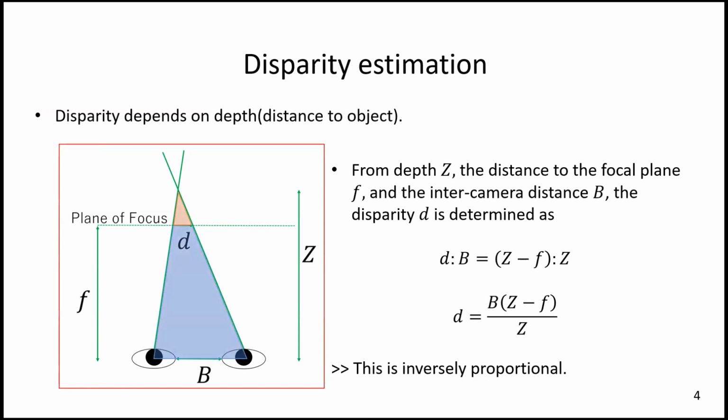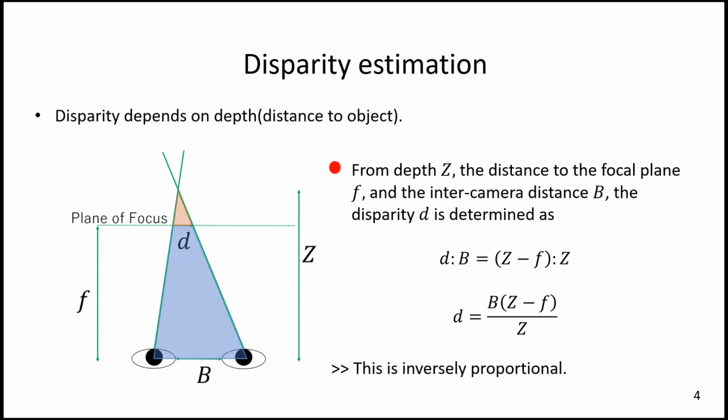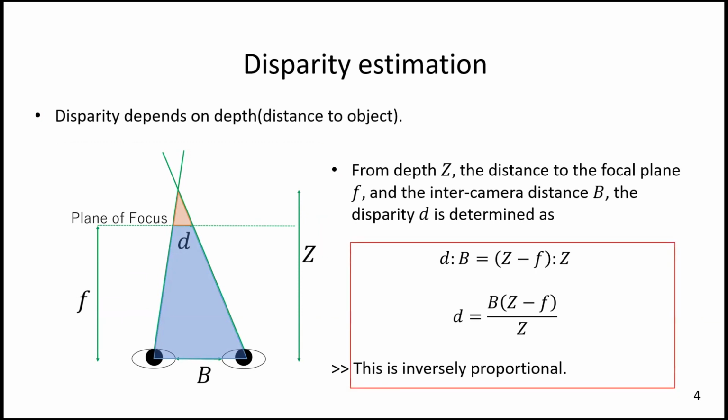It is defined by this equation from the similarity of these two triangles. This equation relates the disparity D, obtained from the depth Z, the distance to the focal plane F, and the inter-camera distance B. The relationship between disparity and depth is inversely proportional.